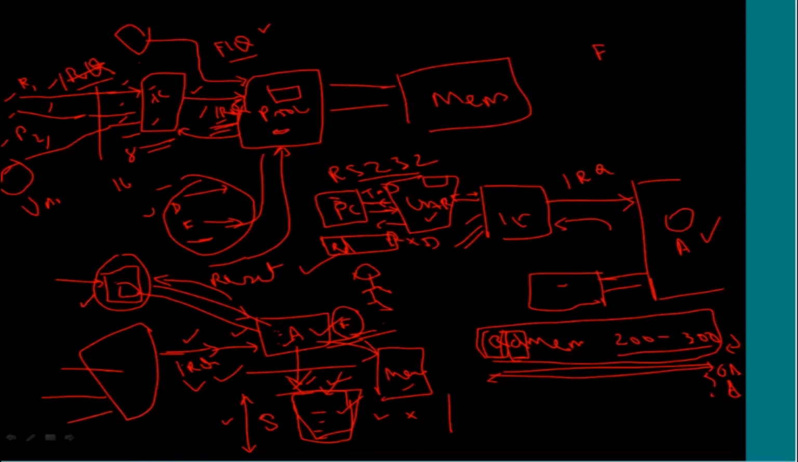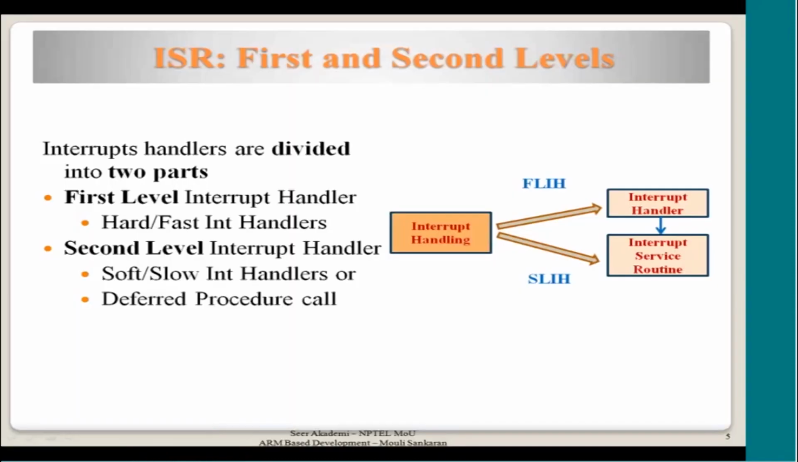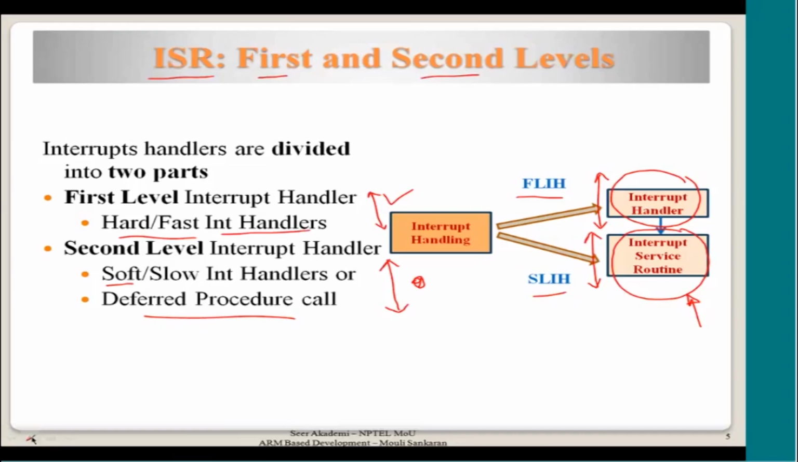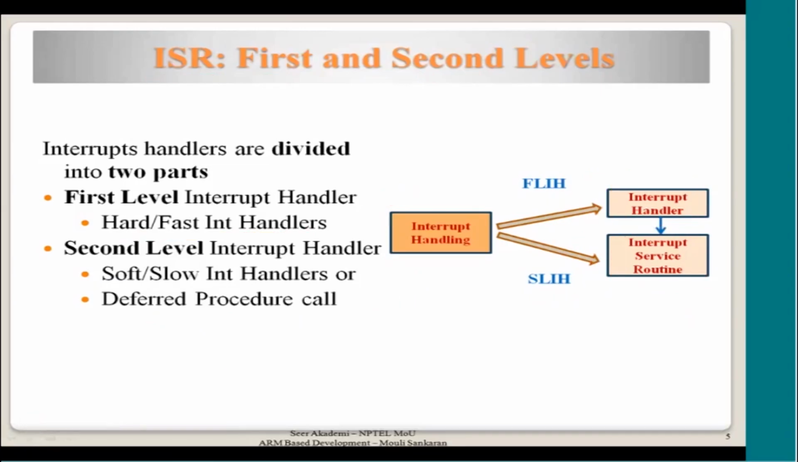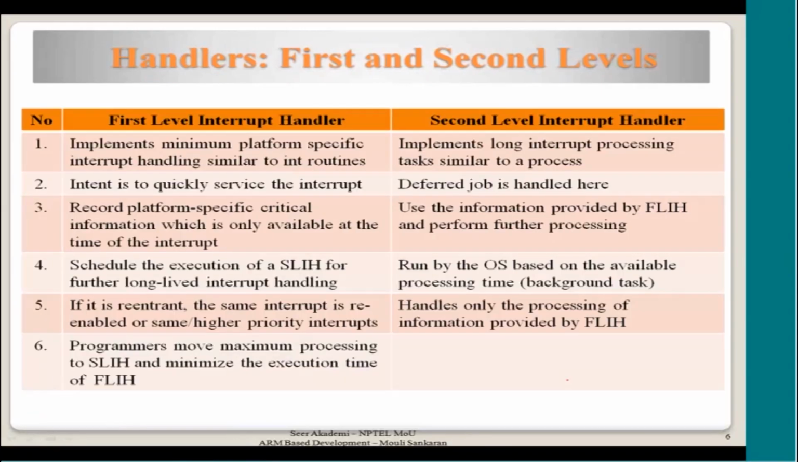Okay, so I think this much of introduction is enough. So let us see how we will be implementing it in a real life scenario. Okay, good. I hope that is clear to you. So this is a deferred procedure call which will be handled in the second level. Now I am giving you differences based on what I explained you through a serial port. You should be able to appreciate these differences.